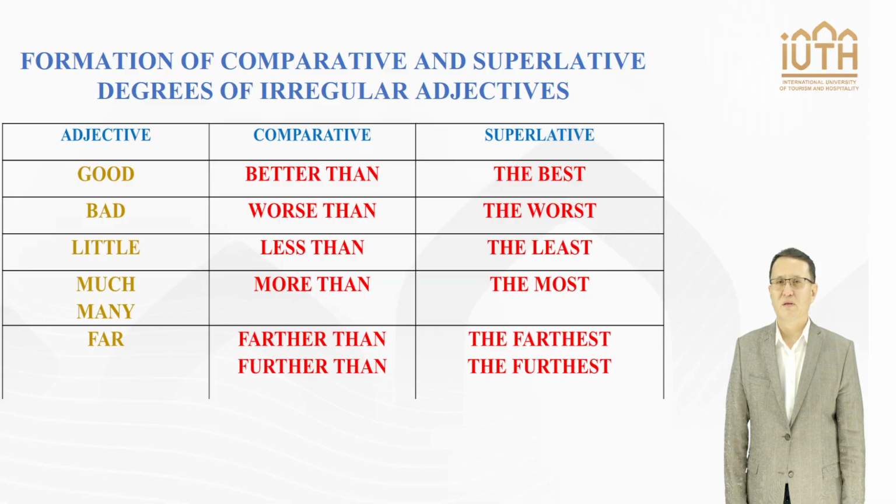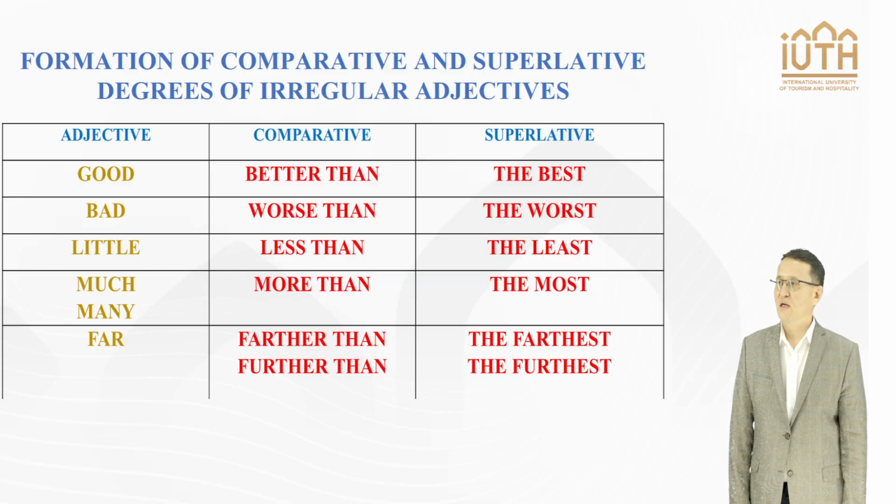The comparative and superlative degrees of which are not formed following the rule we were introduced to. The irregular forms in comparative and superlative degrees are given here. For example, positive word good, in comparative better, in superlative the best. Bad, worse, the worst. Little, less than, the least. Much, many, more than, the most. Far, farther than, further than, the farthest, the furthest.